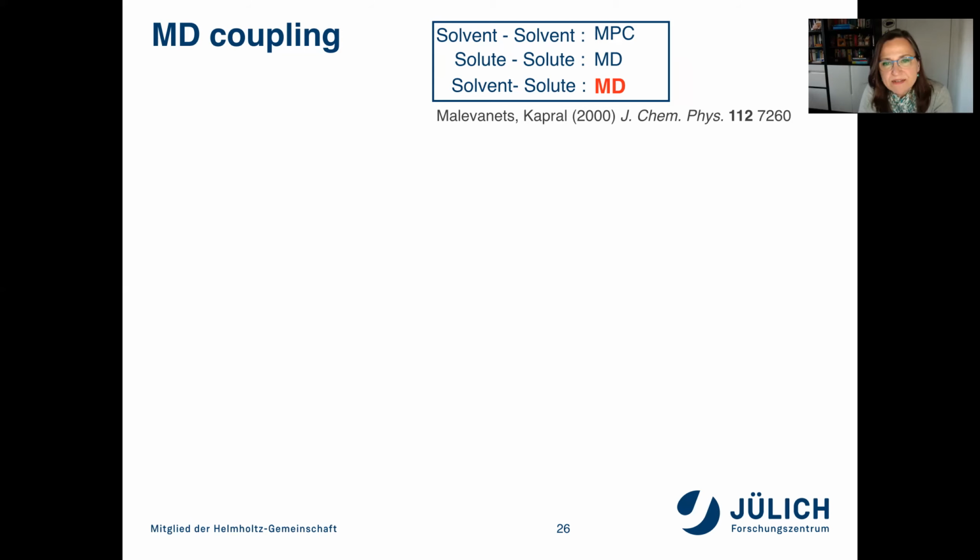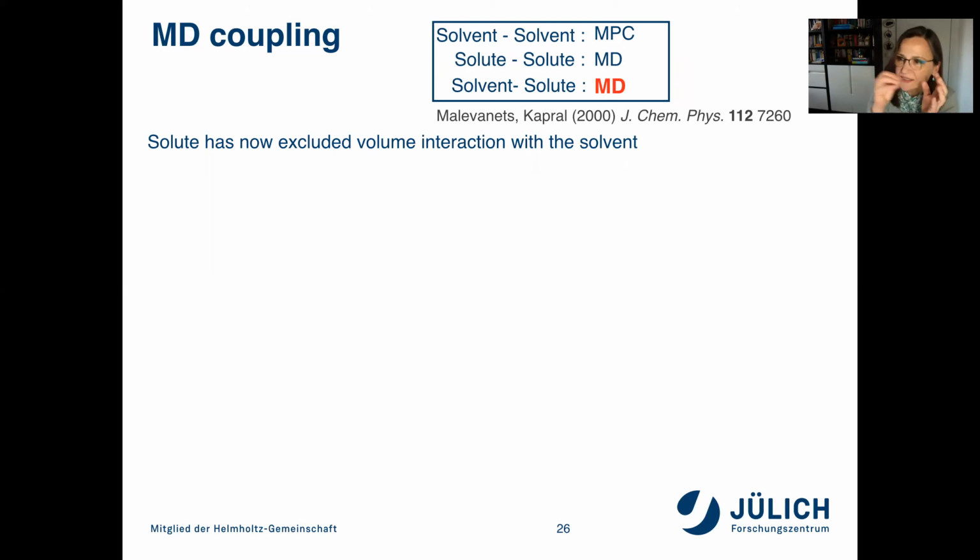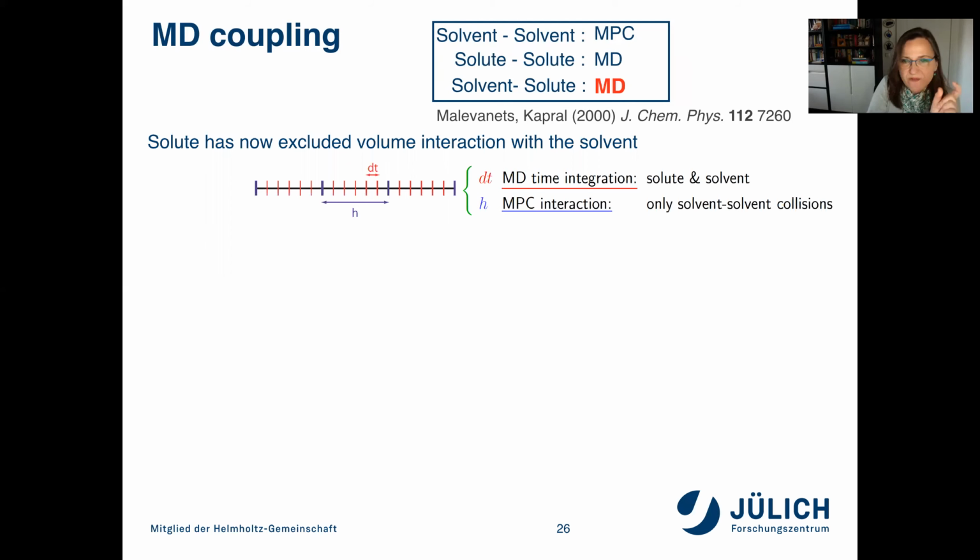And if you need different interactions, so if you need that the solute has an excluded volume with the solvent, the first approach, and quite a valid one, is just to use molecular dynamics. I don't let the solvent penetrate the solute and I solve that interaction by simple molecular dynamics. So here we again have the two time steps: the time integration of the molecular dynamics and the collision time. And here you also have to take into account the solvent which is close to the solute, and by the MPC, only solvent-solvent collisions are accounted for.